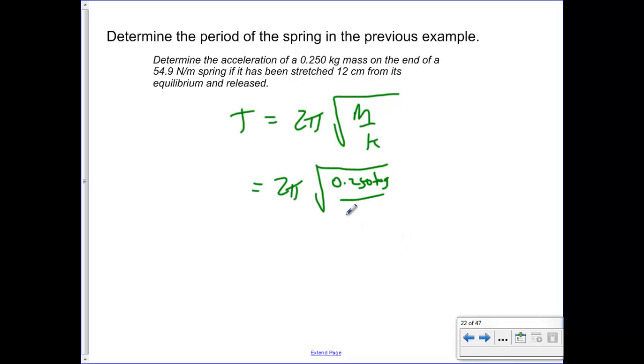The spring constant would have been that 54.9 newtons per meter. What number was irrelevant? I'm going to try to show you that in the simulator in the lab next day. That's probably the best way of putting it.